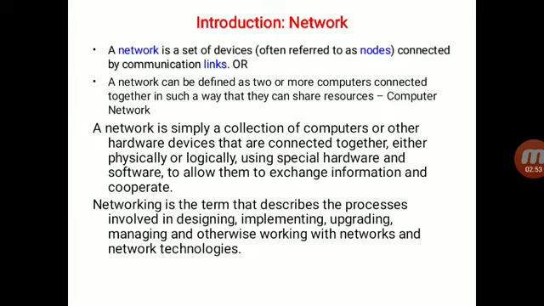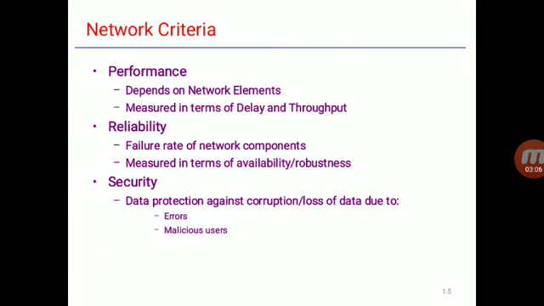The connection can be done through copper wires, fiber optics, microwave, infrared communication, or communication satellites. Generally these components are considered as transmission media. Now there are three issues that we can discuss about network criteria. The first one is performance, then the reliability of the network, and the security of the network.